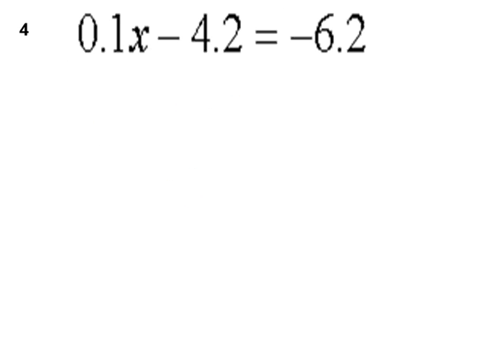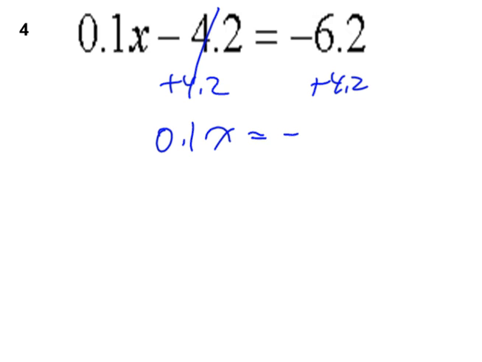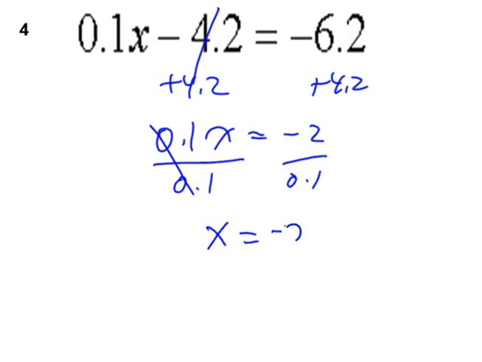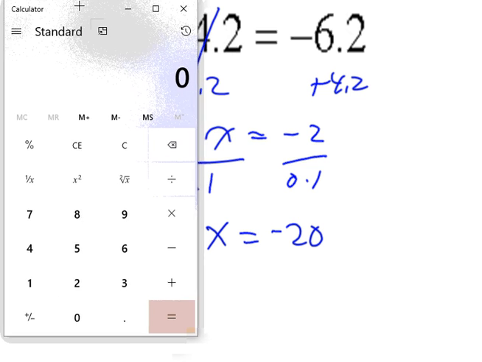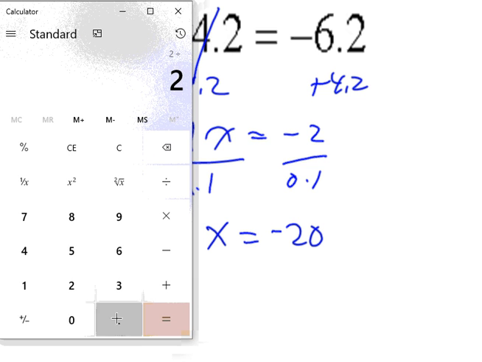Question 4, your constant is negative 4.2, so we're going to add 4.2 to both sides to get rid of your constant. A tenth of a number is equal to negative 2. Divide both sides by a tenth, and x will equal negative 20. Or if you take 2 divided by a tenth, that's 100th, equals 20. Or if you had $2 divided into piles of 10 cents, how many piles would you make? You would make 20 piles.